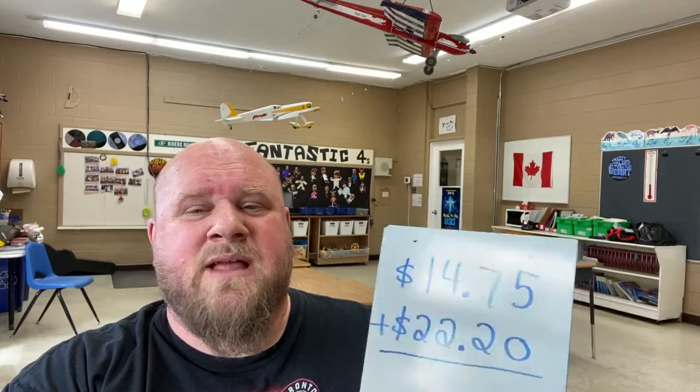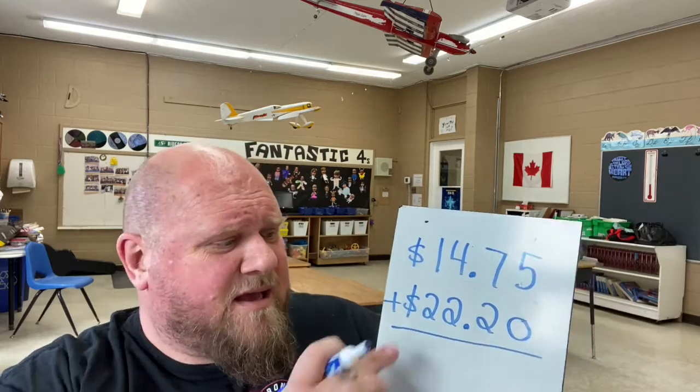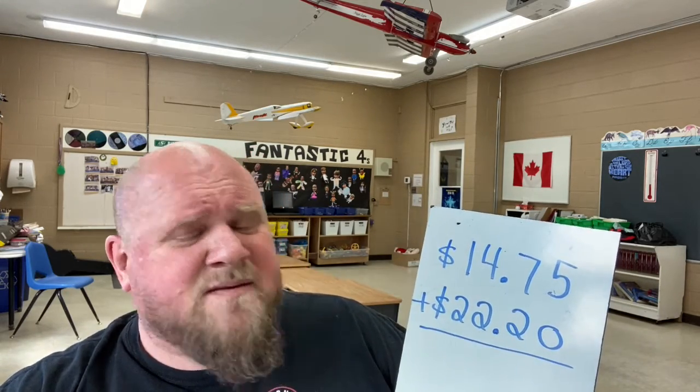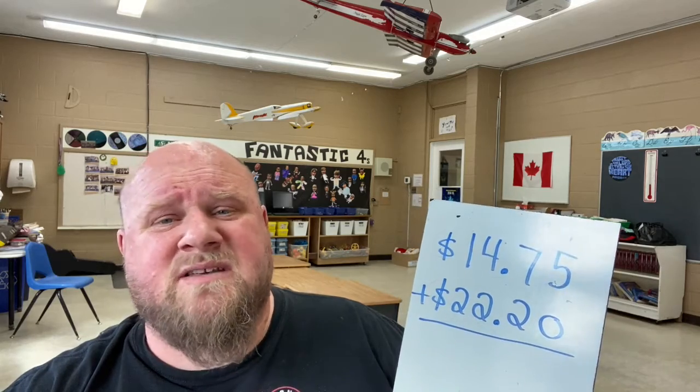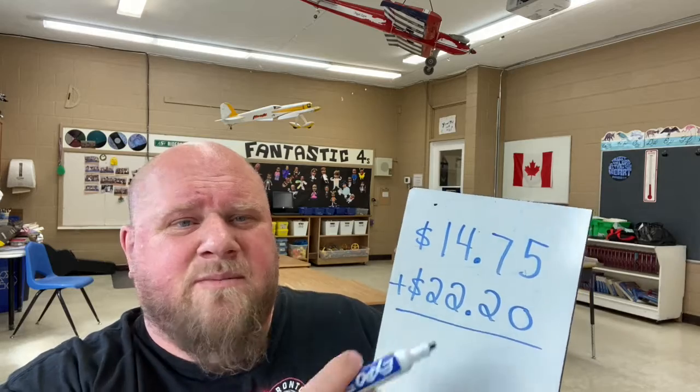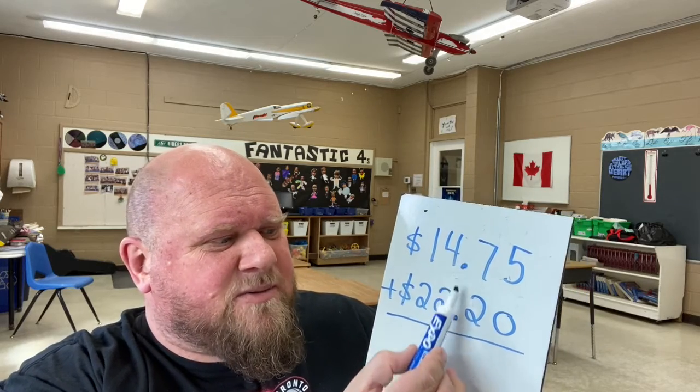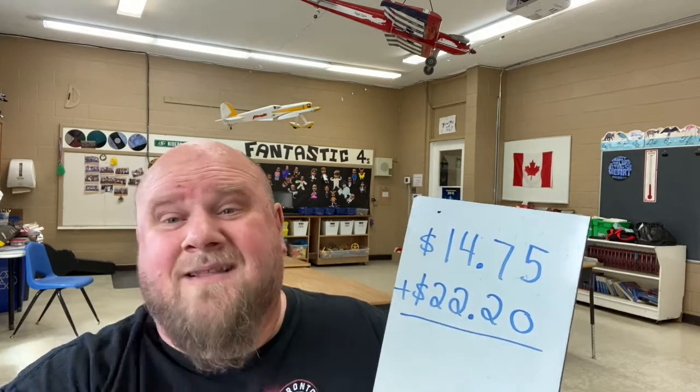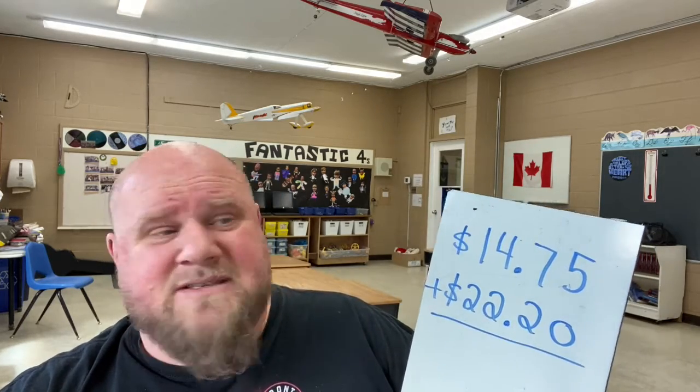Let's look at this example now where we're adding up some money. We have $14.75 and $22.20. So when you're adding this up, you can add it up just like normal, as if you would add up those large numbers. The important thing to remember is to make sure the decimals are lined up. If they're not lined up, you'll definitely get the wrong answer.